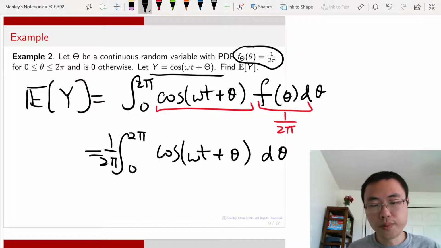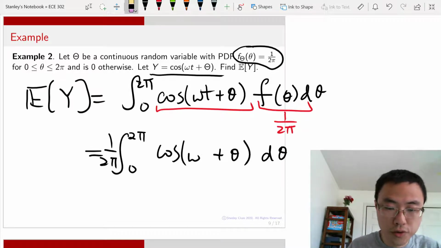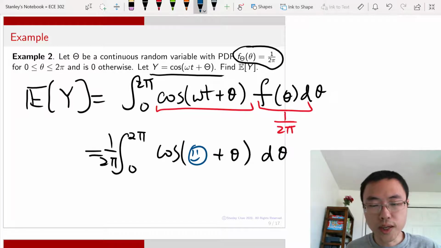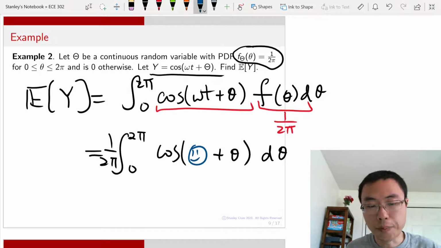Now, at this point, you may be a little bit confused about this integration. Whenever you're confused, don't be confused. Just replace this omega t by your favorite smiley face. Why do I do that? It's because this omega t has nothing to do with your integration variable theta. A lot of times, some students will try to integrate with respect to t. Don't do that, because the variable that you're trying to integrate is theta. That's why I'm drawing a smiley face here, to make sure that we are not integrating with respect to this smiley face. We're integrating with respect to this theta.